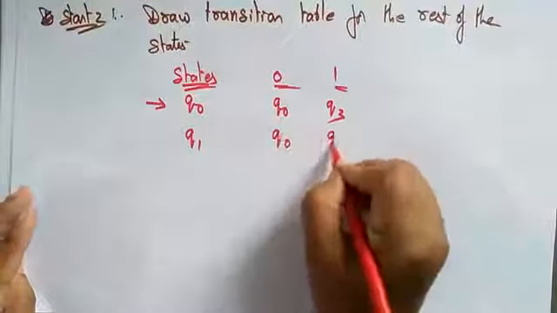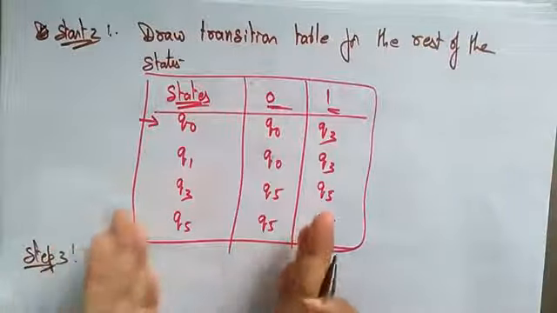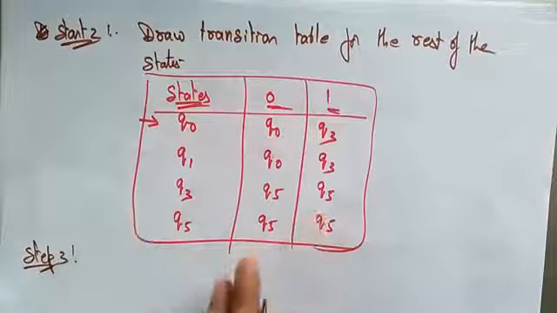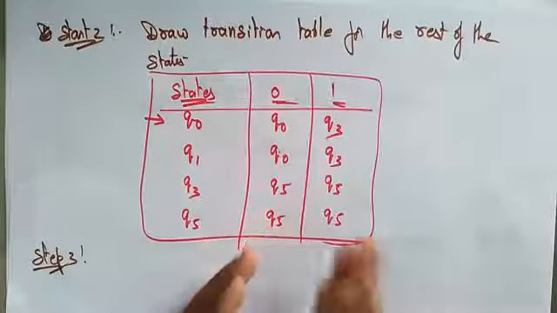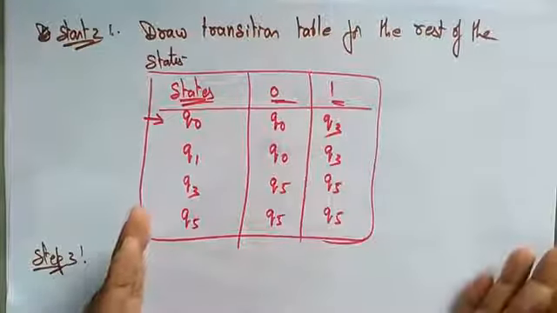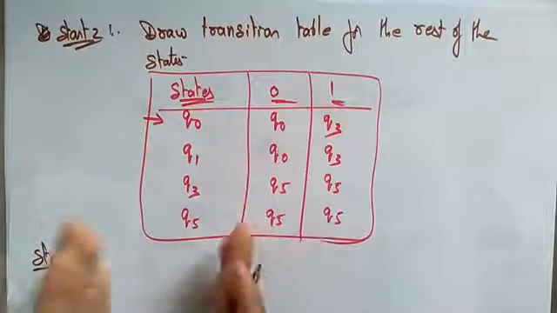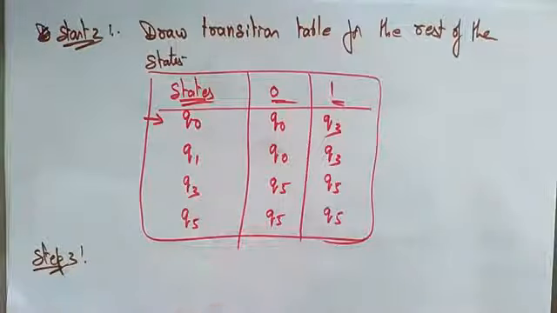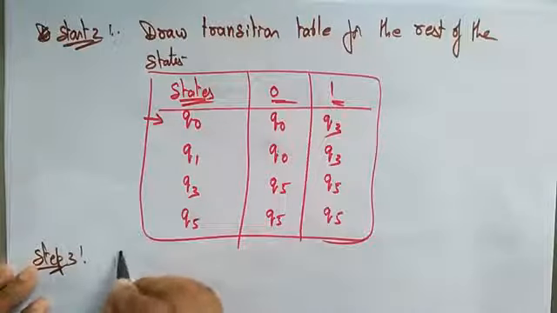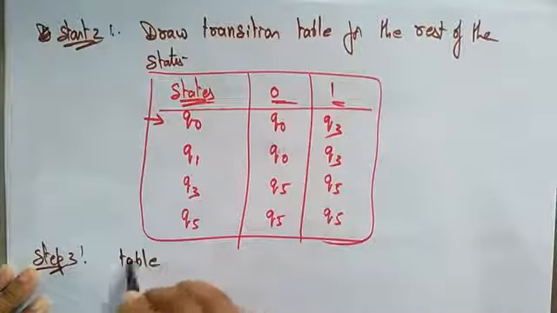Now the next step, step 3. What is step 3 according to our algorithm? Divide the table into two tables. Divide the rows of the transition table into two sets, T1 and T2. One is the table which starts from non-final states. Let me take a fresh page.